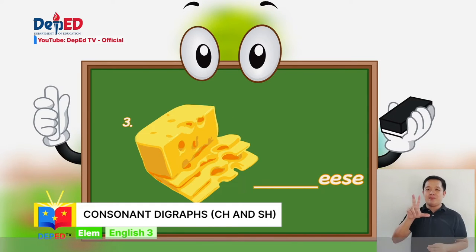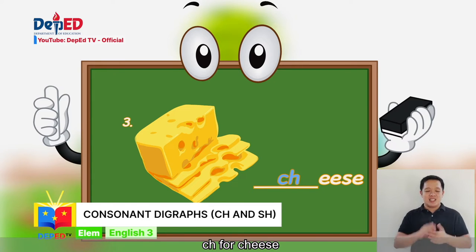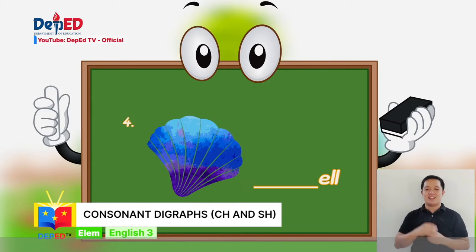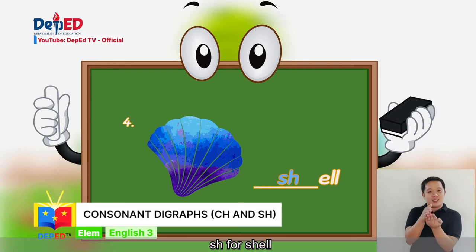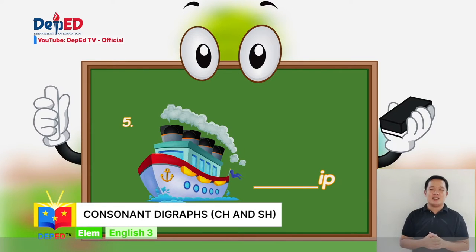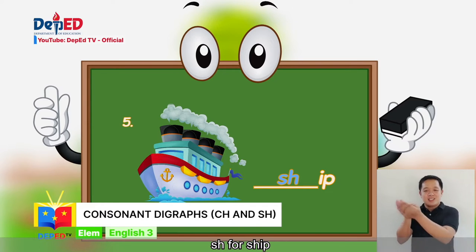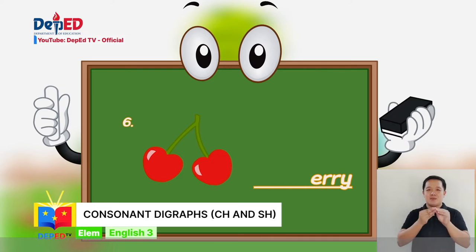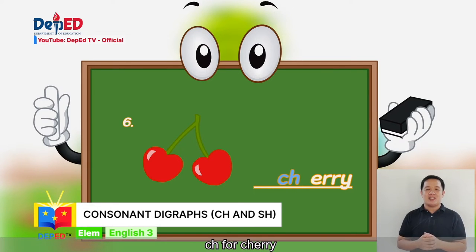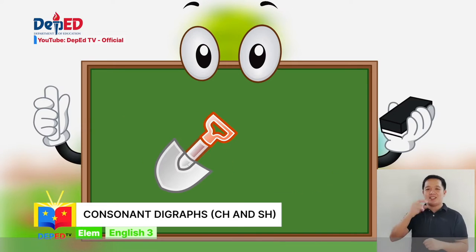Number 3. CH for cheese. Number 4. SH for shell. Number 5. SH for ship. Number 6. CH for cherry. Number 7.